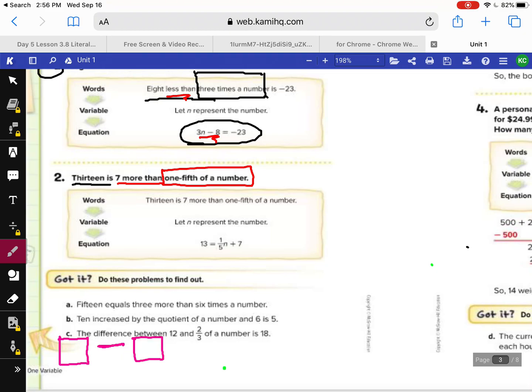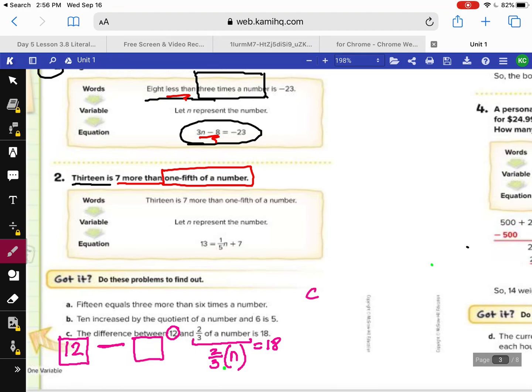Now here's the part where I would imagine we might make mistakes. We might say, well, I know that it's 12 because it says the difference between 12 and, but it's not only 2/3. It is 2/3 of, so I'm going to have to multiply that by a number. 2/3 of a number. So I'm going to say 2/3 times n is 18.